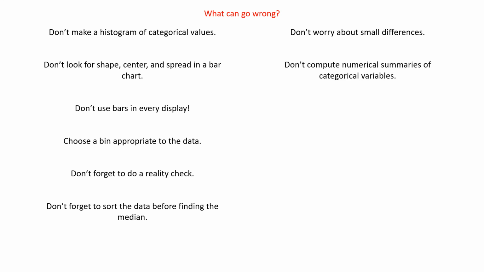Don't compute numerical summaries of categorical variables. Again, categorical and quantitative variables are very different. Treat them as such. Don't report too many decimal places. First of all, it's just irritating. It's like, oh, the mean of these numbers is 17.57394213. Just leave it to a couple decimal places.